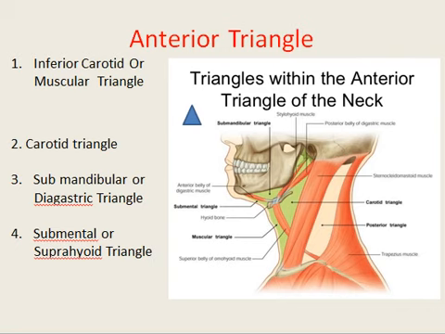The anterior triangle is further divided into four smaller triangles by the digastric muscle and the superior belly of the omohyoid. The digastric muscle and superior omohyoid divide the anterior triangle into four smaller triangles. Number one, inferior carotid or muscular triangle. Second, carotid triangle. Third is submandibular or digastric triangle. Fourth is submental or suprahyoid triangle.